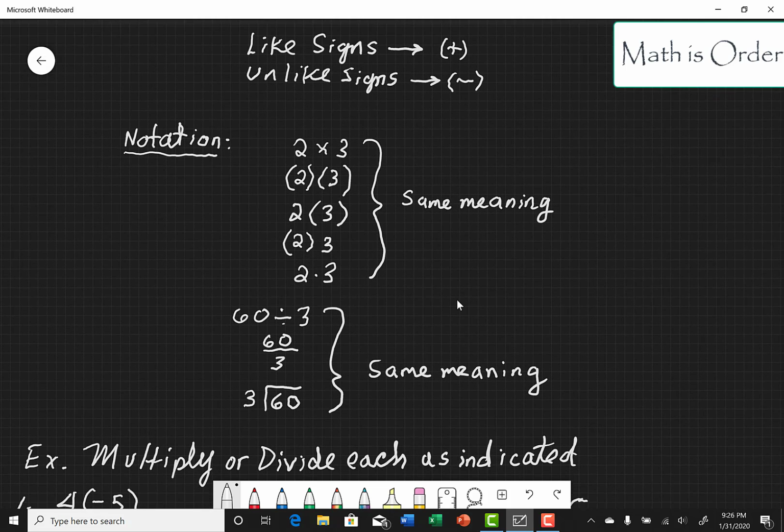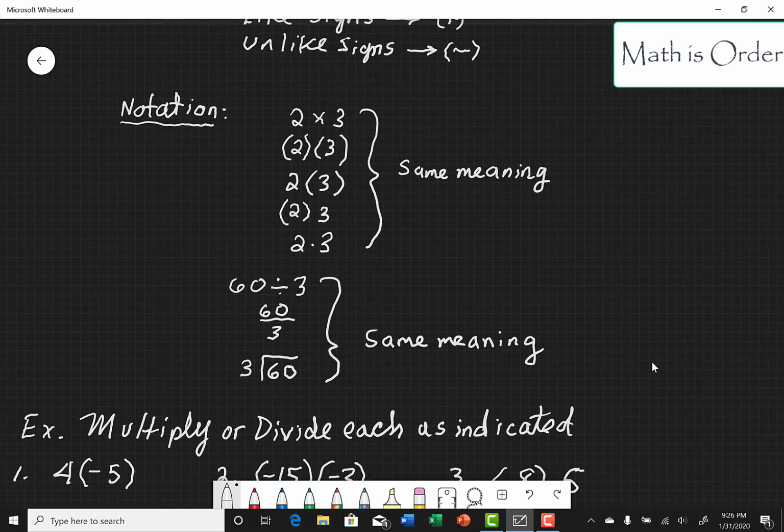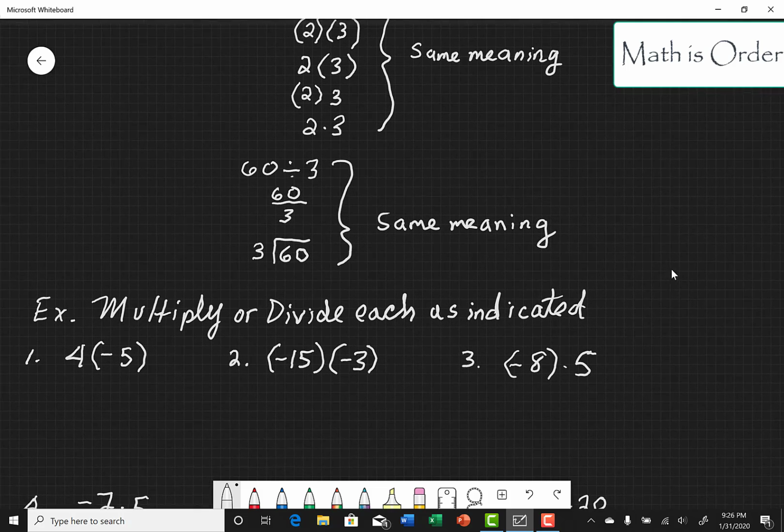And similarly for dividing integers, sometimes we may see the division symbol, other times we may see a number above a bar, and then below the bar another number. Or in this third way here, which is another representation of division. Okay, now let's look at some practice problems.